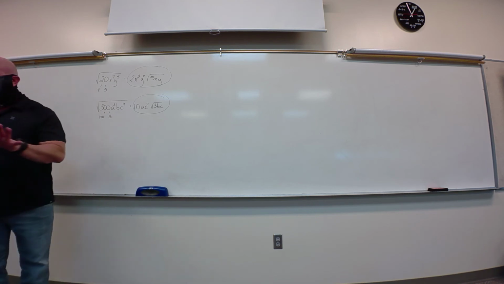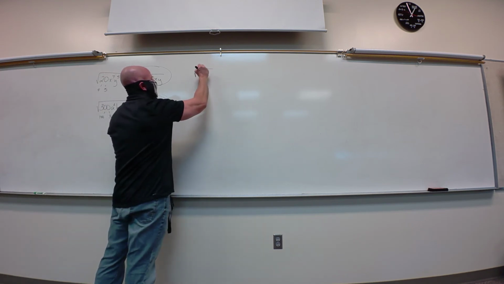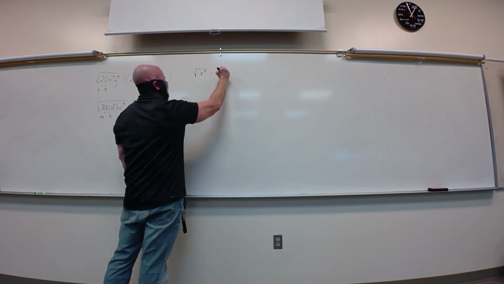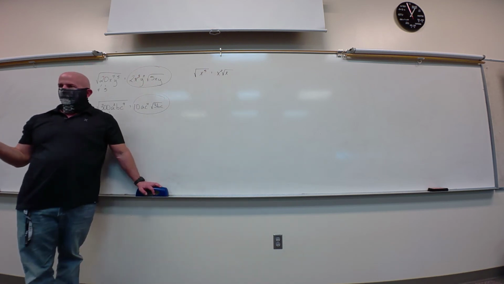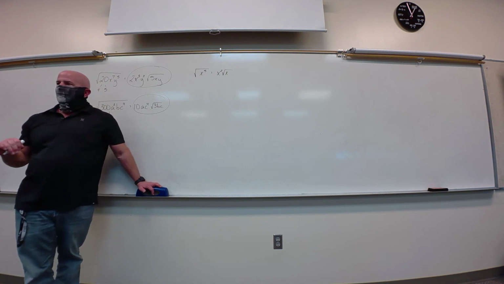Okay, now let's look at these variables. So let's make sure we have this down. All right, if I had x to the 5th, square root, 2 goes in there twice, 1 left over. Does that look okay? And if we had more letters there, it wouldn't matter. We just do it one at a time.